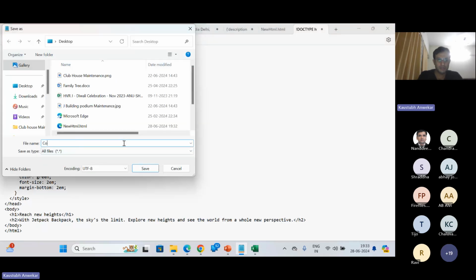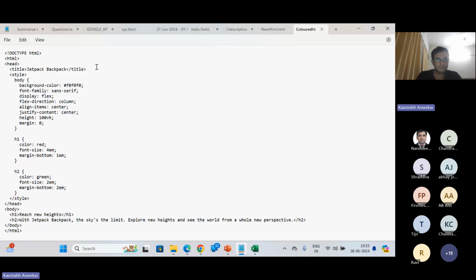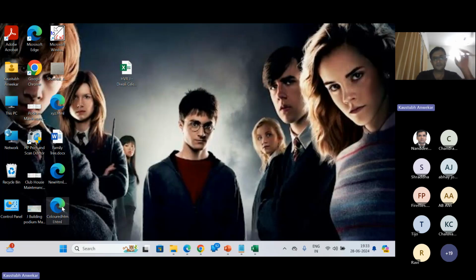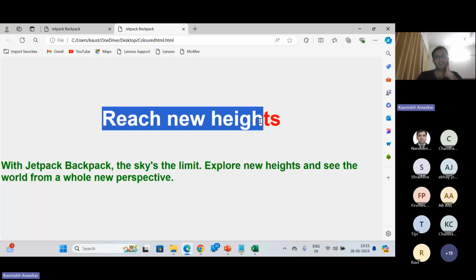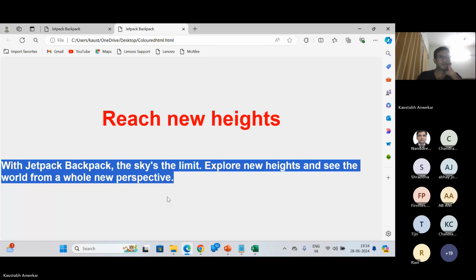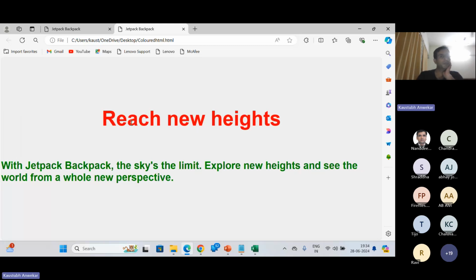Let's call it colored HTML. See, the title is red, this is green. So using a prompt, you can make these changes. So prompt engineering, or the way you write the prompt, the way you give the instructions, the clearer the instructions are, the better the output that you will get.